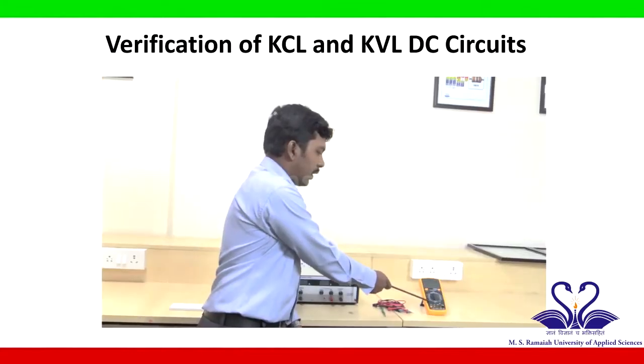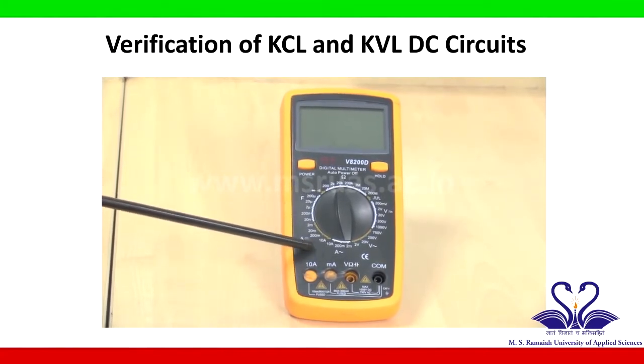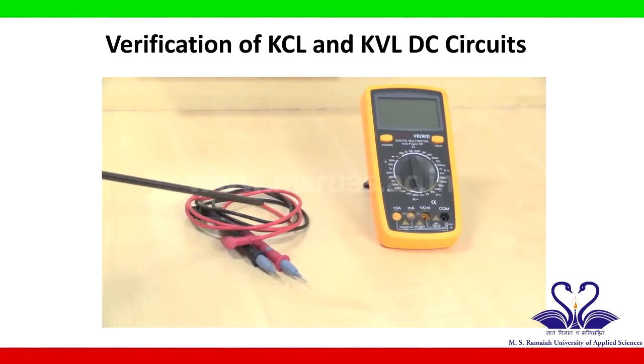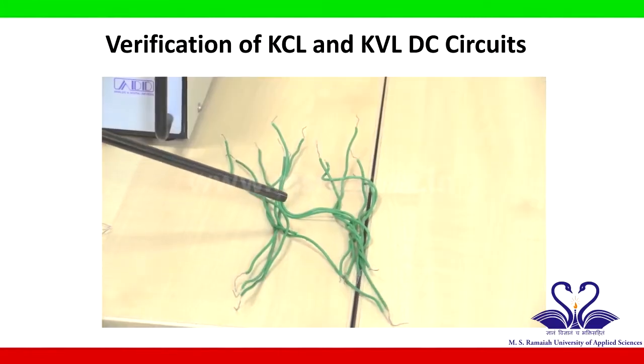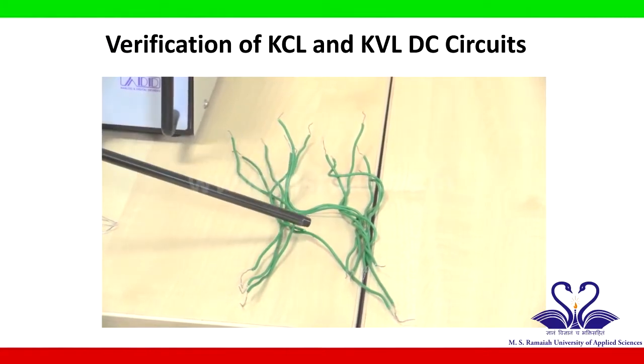This is the multimeter. It is called a multimeter because by using this meter you can measure current or voltage or resistance or capacitance value. These are the probes to connect the multimeter. These are the connecting wires to build the given circuit and to give the supply.